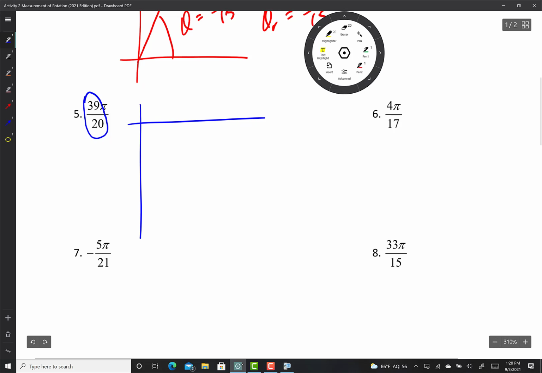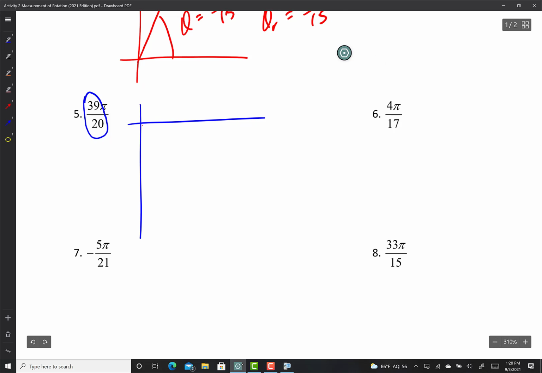So here we go. 4th quadrant. Pretty close to the x-axis. This one's the closest one so far. We don't know. Well, I guess you can turn it into degrees. But yeah, it's pretty close. There it is. I'm going to say that right there is 39 pi over 20. How close am I to the x-axis?